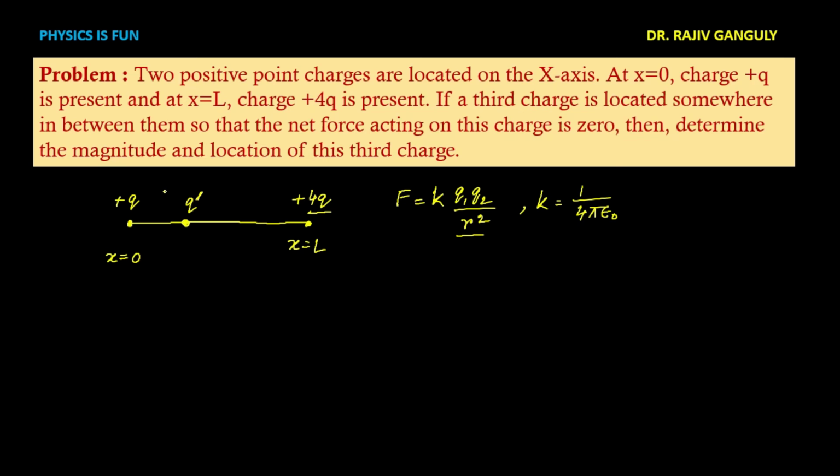According to this, if we have a force F1 acting here and another force F2 acting here, then F1 will be equal to F2. And we can of course write F1 and F2 from Coulomb's law. So we consider this distance as x. The other distance will be L minus x.